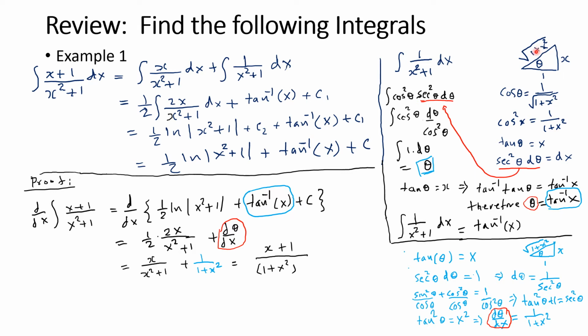Sine also will give it to us, but sine will complicate it by adding an x. We don't want an x. We want 1 over x squared plus 1. So if we use cosine, we'll get 1 over the square root of x squared plus 1.